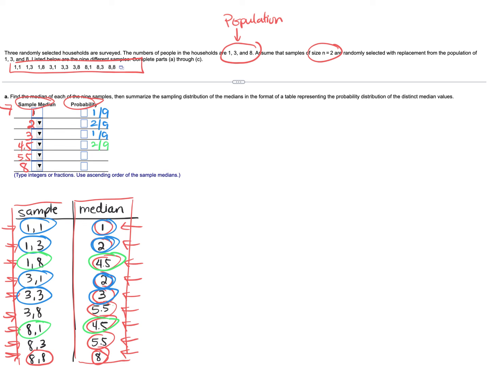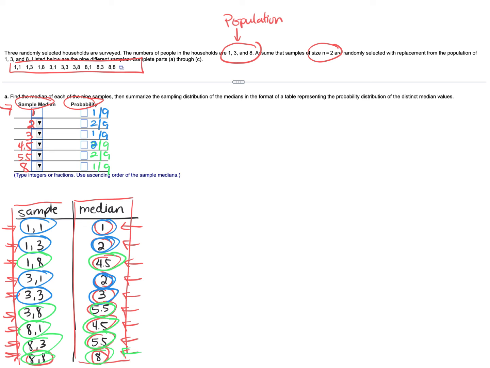And we do the same thing. There are two chances or two ways of getting a median value of 5.5. That's if I pick a 3 and an 8 or an 8 and a 3. So that's 2 out of 9. And then there's only one way of getting a median value of 8. That's if we pick 8 and 8. So that's 1 out of 9.